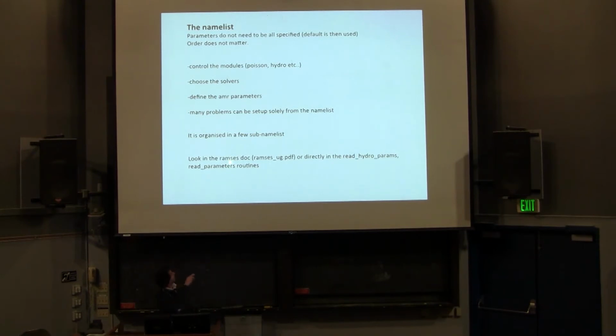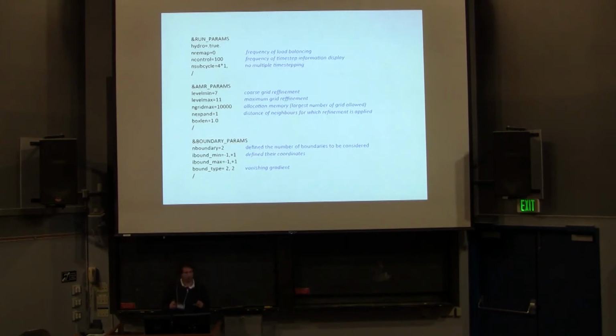As I said, there is this file that you will find in the doc directory, which describes the namelist in more detail. It may not have always been carefully edited, so sometimes it's better to directly read the code. Sometimes you want to read the routine to understand more or less what it does. Sometimes. So let me try to go through one example of a namelist.